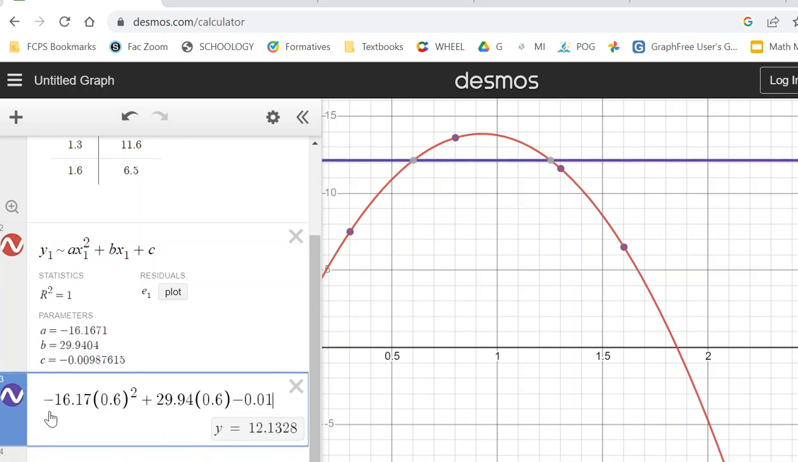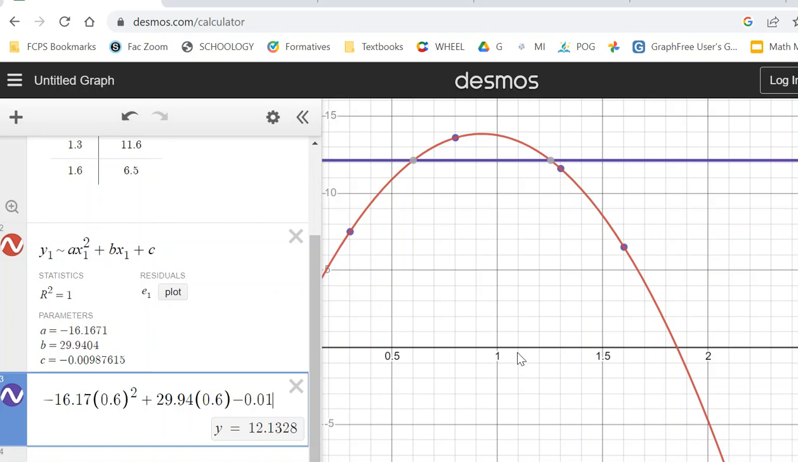0.01. I got these numbers directly from Desmos, so negative 16.17, and then I have 29.94, and I have minus 0.01. And of course this is x squared, and this is x. It is telling me that y, the height, is 12.13 when my x value is 0.6.